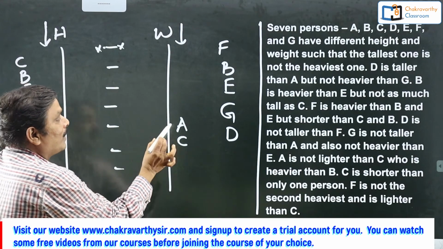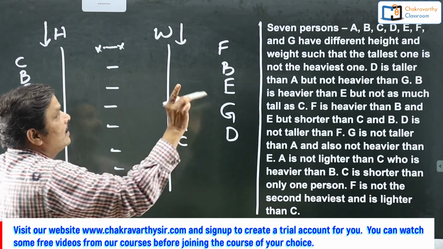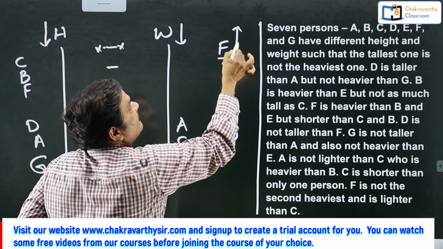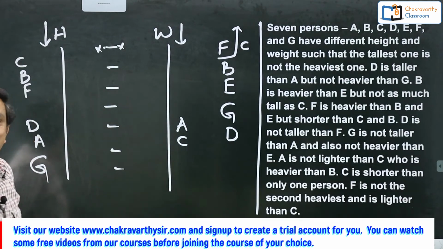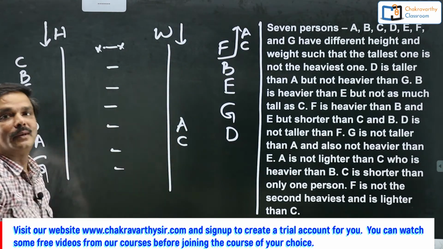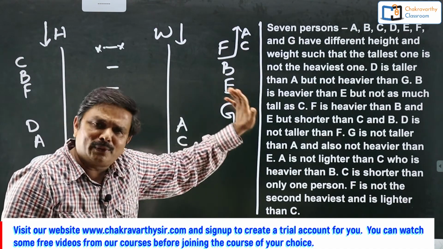Okay, but I don't know the comparison between A and F. For that reason, students, you have to go like this. C's place can be anywhere on this arrow. But A should be heavier than C, because I don't know the comparison between F and A. Keep it in this way.